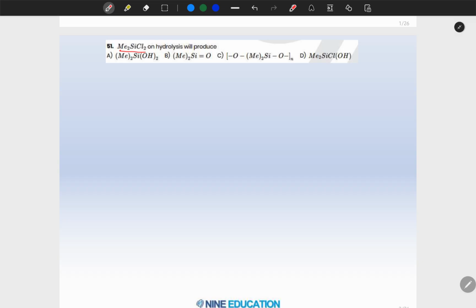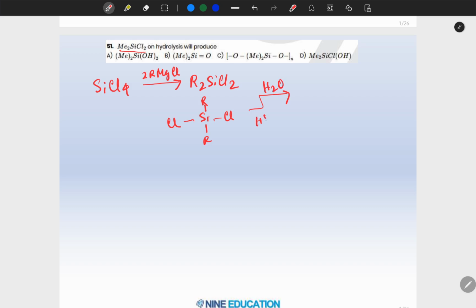Me2SiCl2 on hydrolysis. Generally SiCl4 reacts with Grignard reagent, resulting in the formation of R2SiCl2. This is the bonding pattern in R2SiCl2. Now this molecule will undergo hydrolysis, and as a result what will happen?